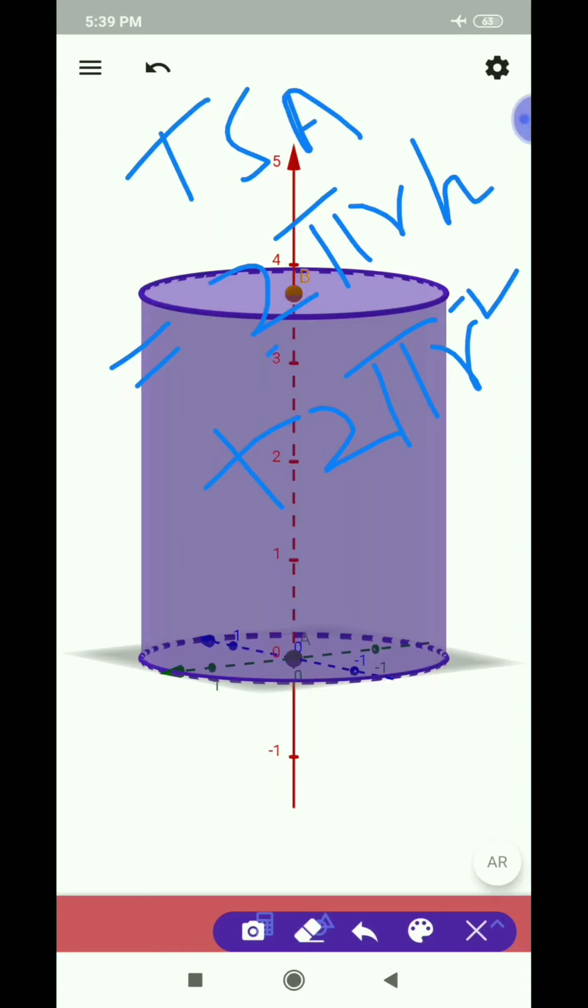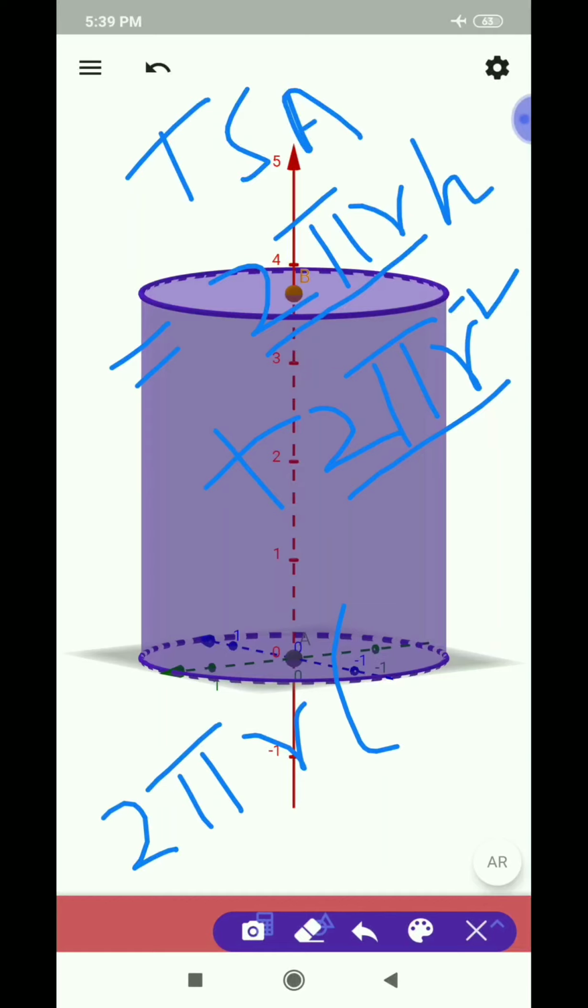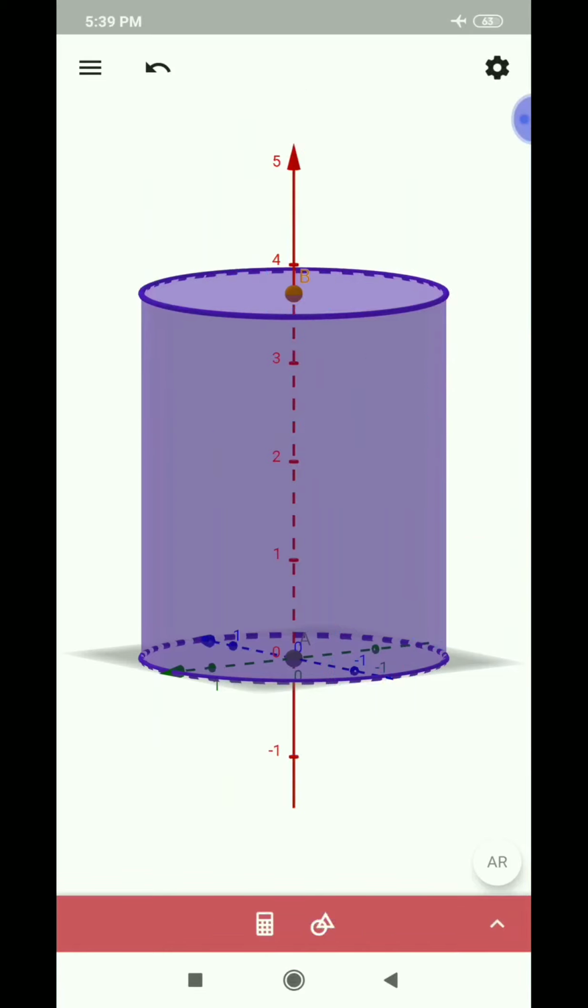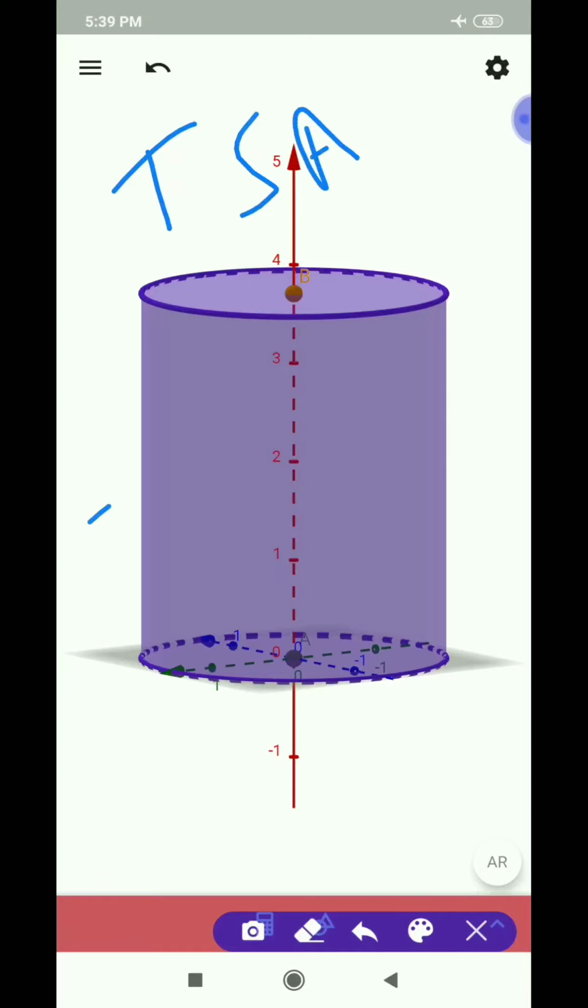Observe carefully. Here is 2 pi r and 2 pi r. By taking 2 pi r as common, we will get r plus h. So the curved surface area plus top and bottom, that is called total surface area, that is 2 pi r into r plus h.